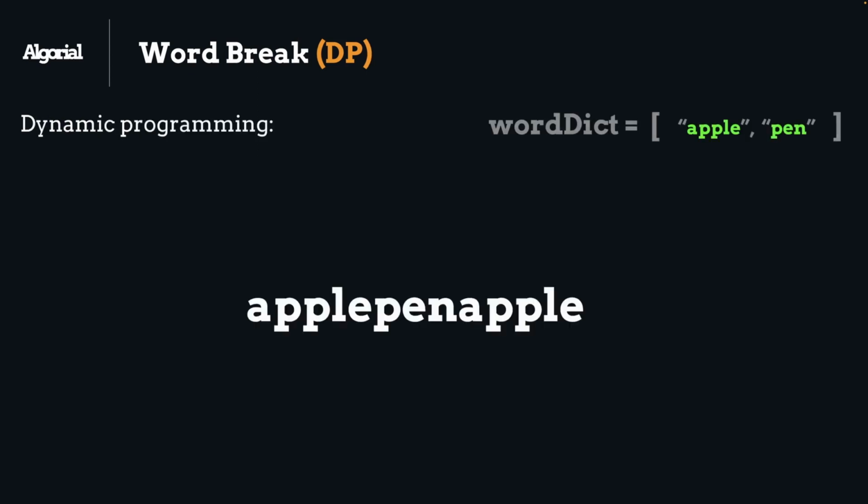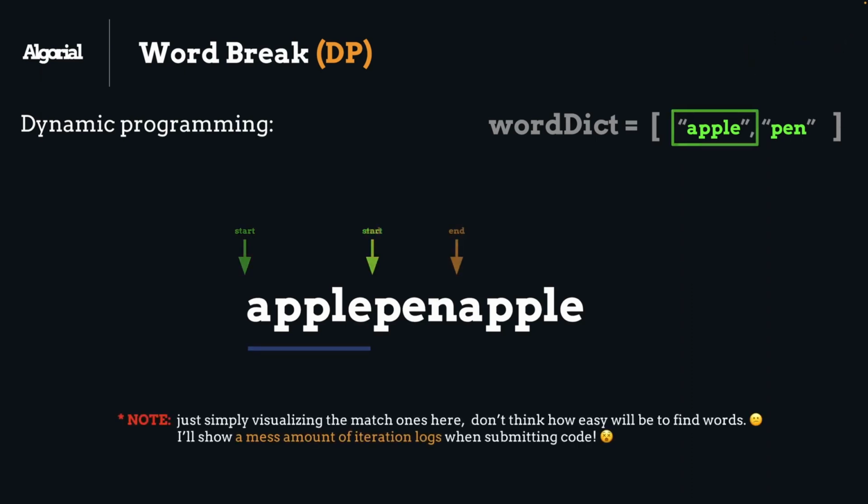Let's think about how we're going to solve this. The main purpose of dynamic programming is to break down the problem into sub-problems and solve it piece by piece. It is the same in this case, honestly. Here's the same apple pen apple example from the previous version of this video where we solved it with a BFS search solution. Again, we will search every possible combination of characters with the help of start and end pointers.